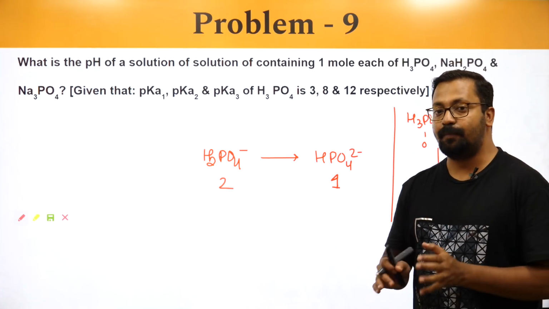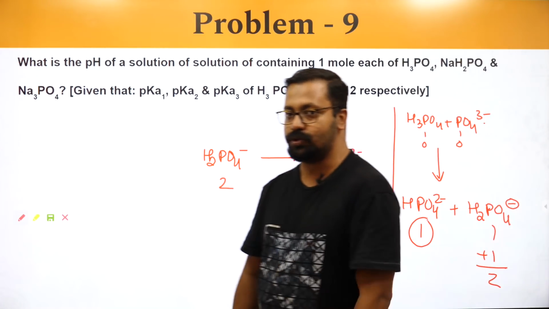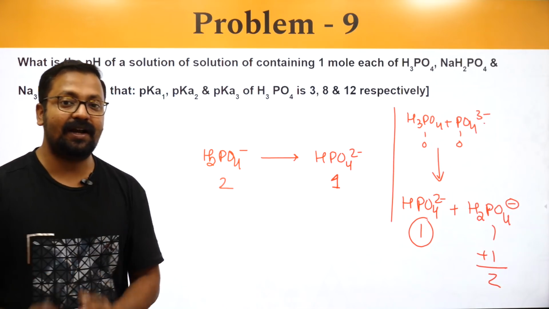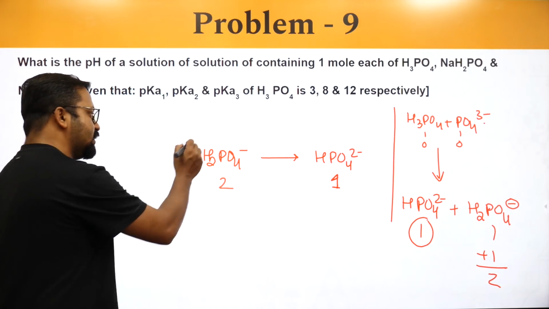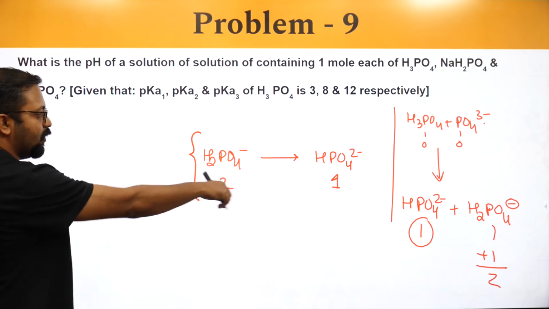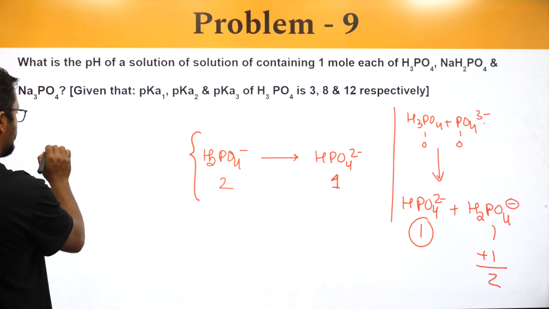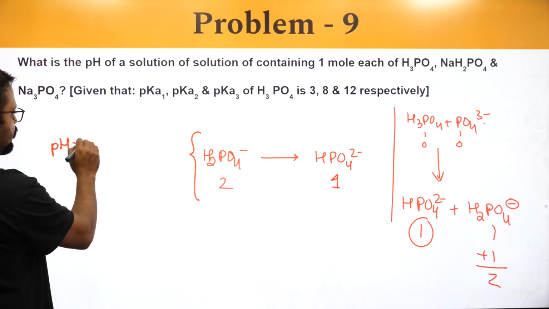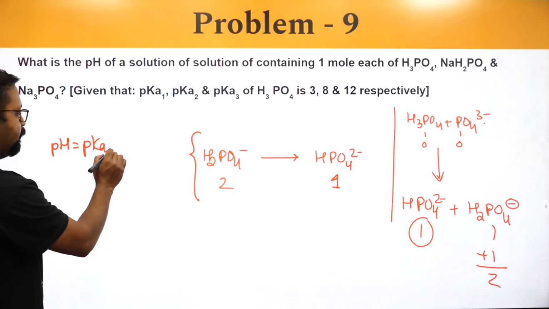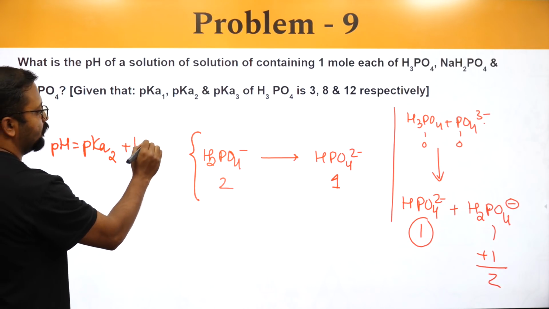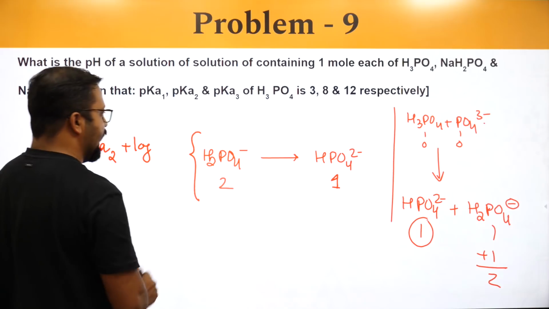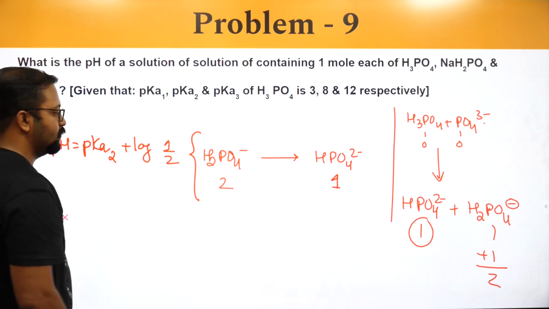A conjugate acid-base pair, if present within the solution, like acetic acid and sodium acetate are present. Acetic acid and acetate are present in the solution. What does it constitute? It constitutes a buffer. So when I calculate the pH of this solution, pH will be pKa. Which pKa will I take? H2PO4 minus is dissociating, pKa2, plus log of the conjugate base or the salt over the acid. This will be the salt, this will be the acid, 1 by 2.